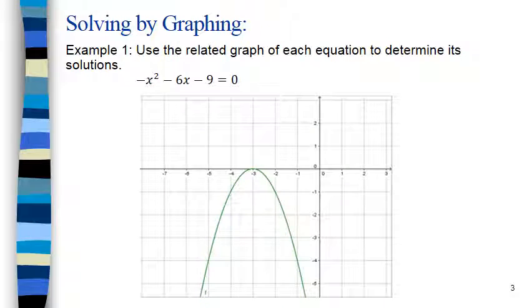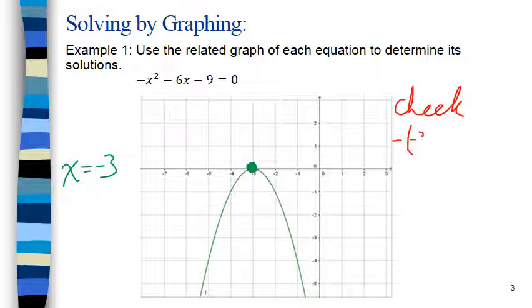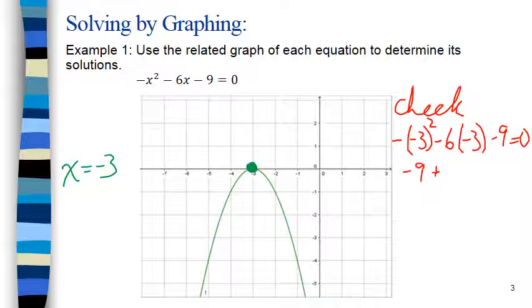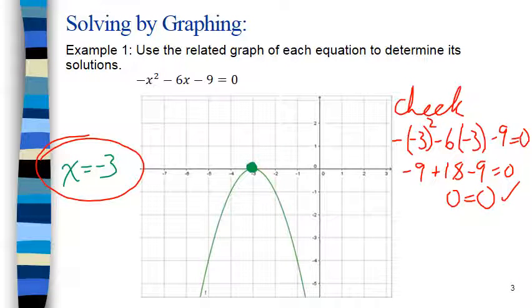Okay, so if I give you a related graph and an equation, you can go ahead and take a look at the graph, and we see that our x-intercept is right here. So our solution should be x equals negative 3, and we can double check that that works algebraically by throwing that into the equation. So negative 3 squared minus 6 times negative 3 minus 9 should be equal to 0. That is negative 9 plus 18 minus 9 should be equal to 0, and indeed that is true, so we know x equals negative 3.